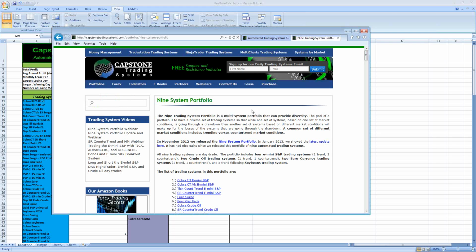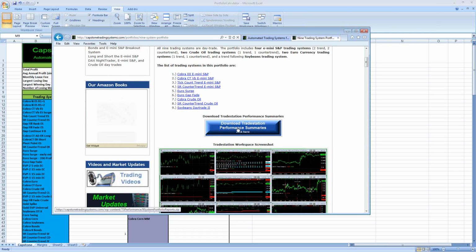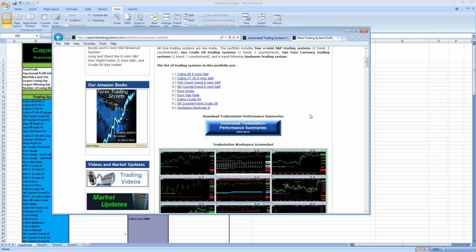I'll put this recording here at the top of this page probably tomorrow once I get it processed. You can download all the performance summaries going back 3 years. If you want more history, you can see the results in the calculator for each individual system. Or you can request them. I can send them to you as well if you need that.